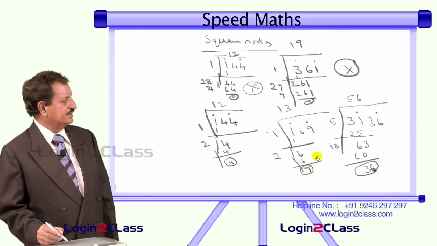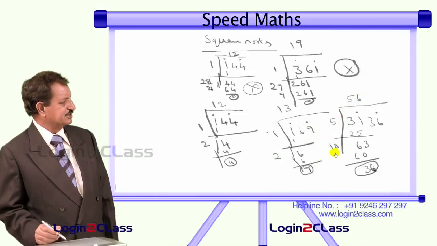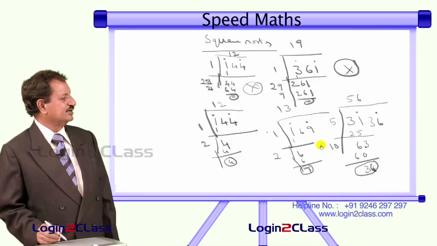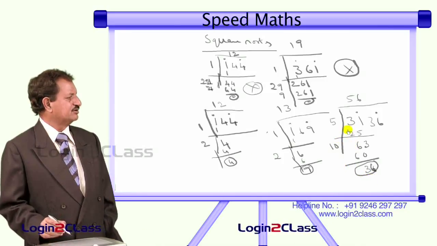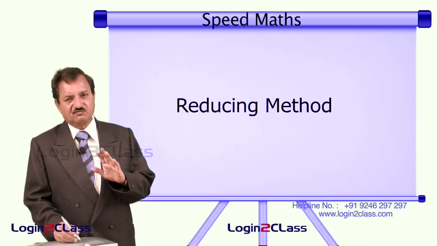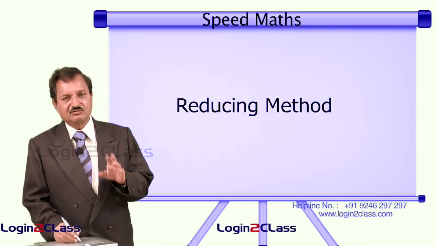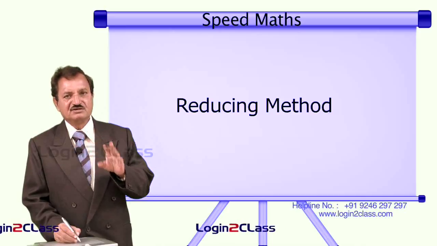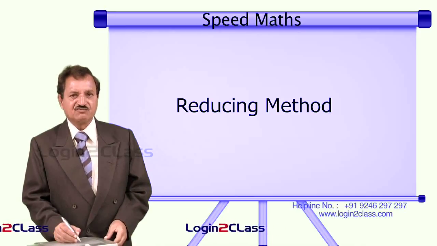This 9. And here you divided with 10, the last number is 6 and the remainder is 36. Like that you can easily find the square root of any number. So to find the square root you have to learn one more process. If you learn that process also, you can usually find the square root of any 3 or 4 digit number.